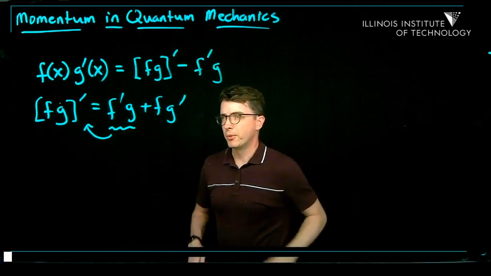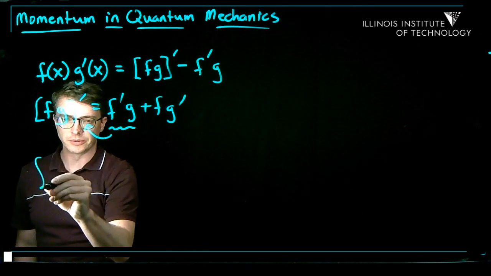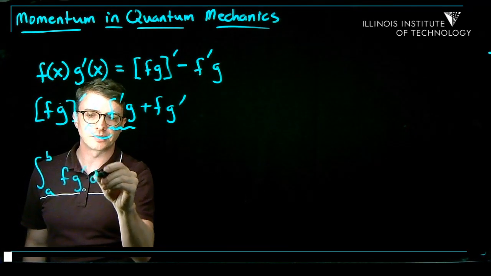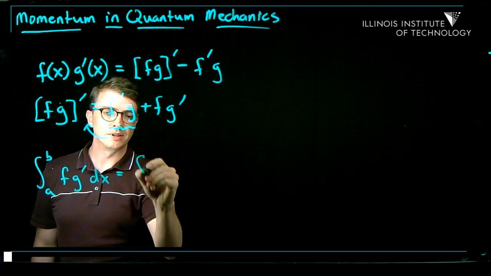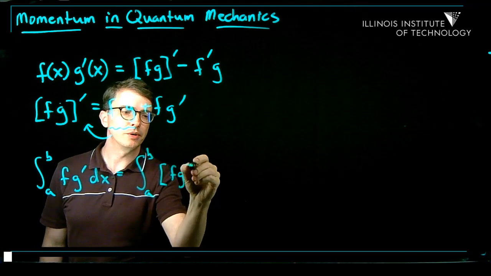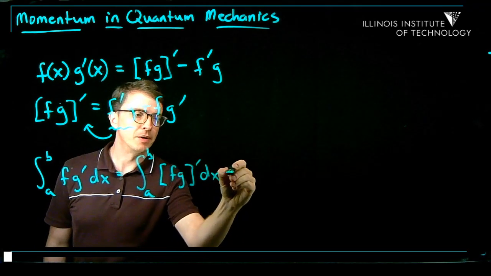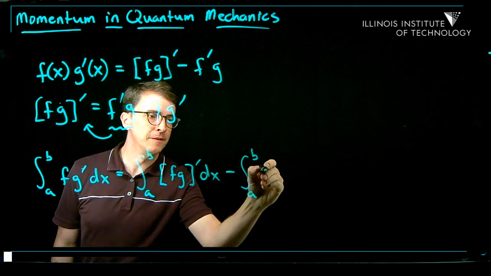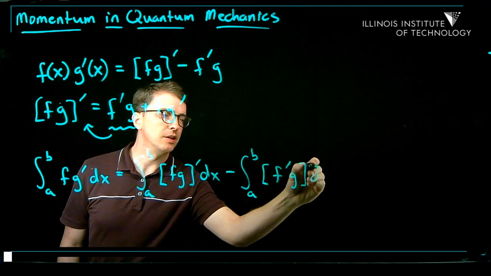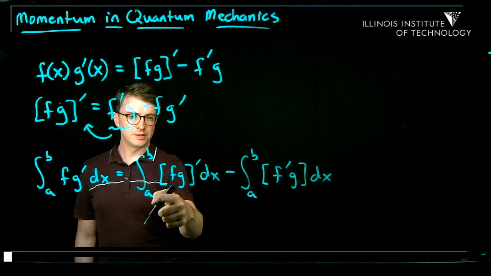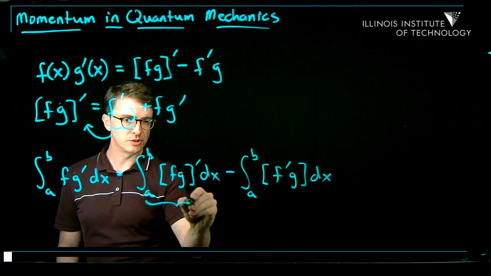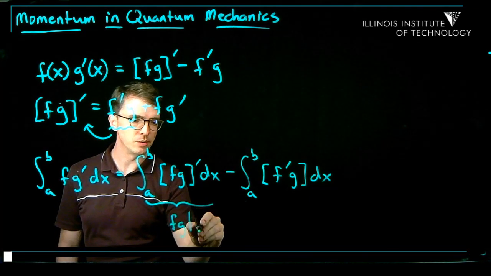One of the reasons it's important, of course, is if this lies under an integral. Suppose you have the integral from a to b of f g prime dx. That would be the integral from a to b of (f g) prime dx minus the integral from a to b of f prime g dx. This is the integral of a derivative. The prime means derivative with respect to x, so this first term just becomes f times g evaluated at a and b.